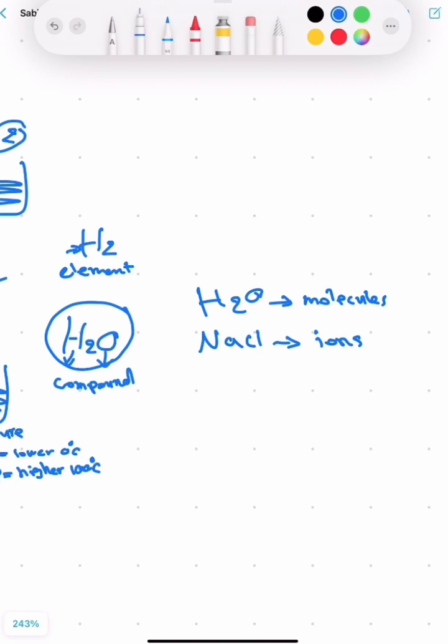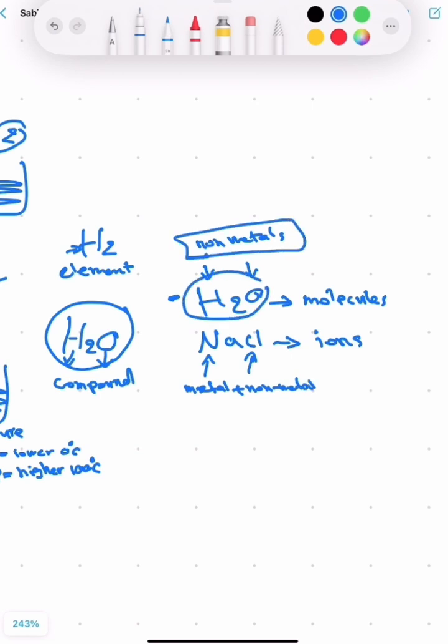Here you should go back to grade 9. So look, here we have two elements, and here we also have two elements. But what's the difference between them? In H2O, both of them are non-metals. In NaCl, one of them is a metal, one of them is a non-metal. So whenever we have two non-metals, the compound will have molecules. Whenever we have a metal and a non-metal, the compound will have ions. Here we will have sodium, a positively charged ion, and chlorine, a negatively charged ion.